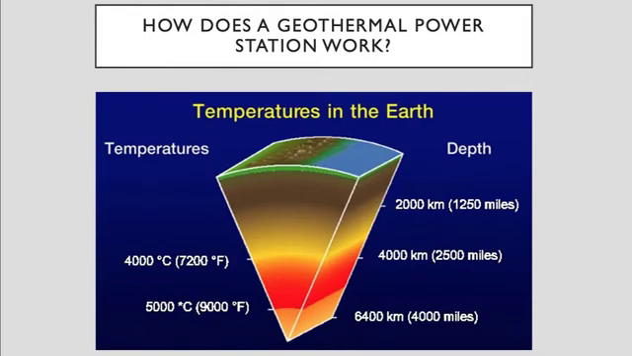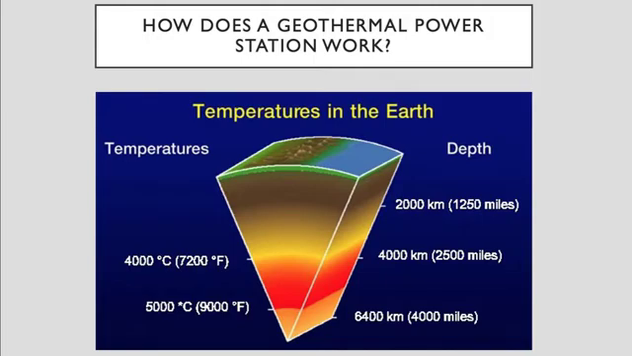And you can see the temperatures that we reach. We go down to the bottom of the mantle there, which is about 4,000 degrees, down to the core, which is about 5,000 degrees. So the center of the Earth is probably in excess of about 5,000 degrees.